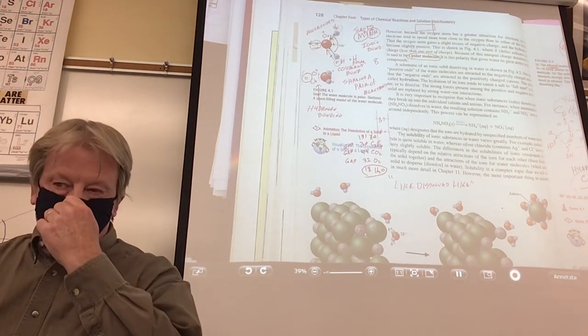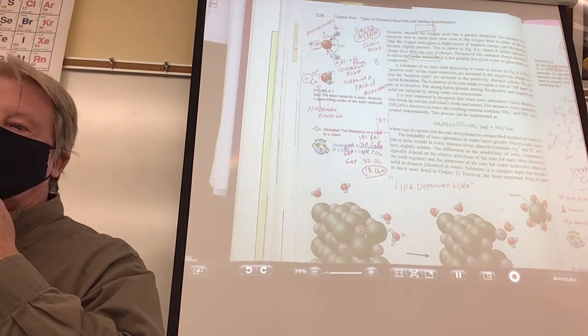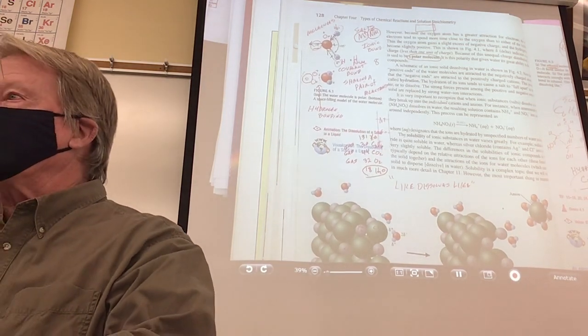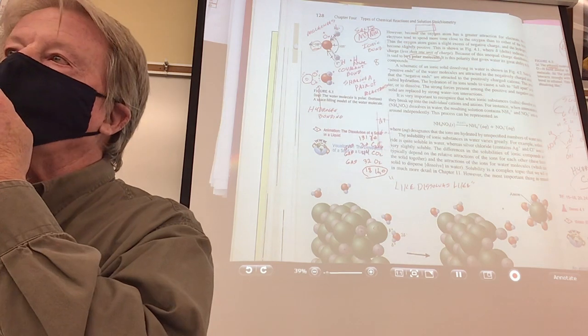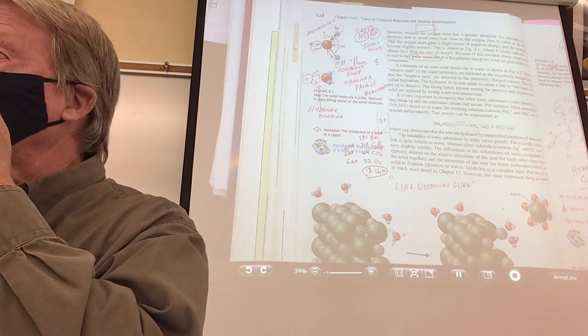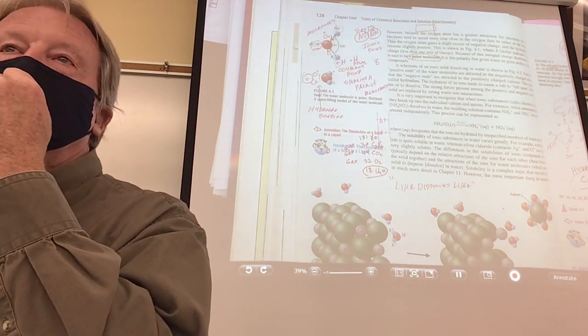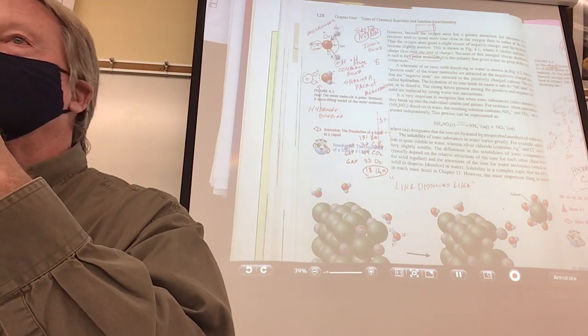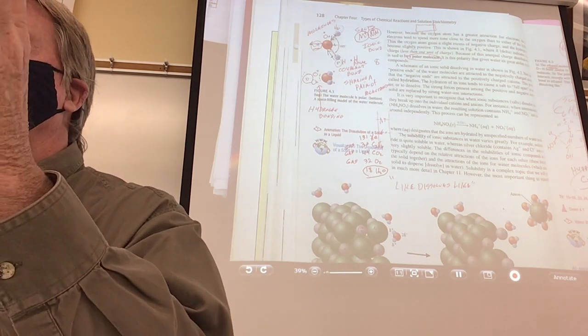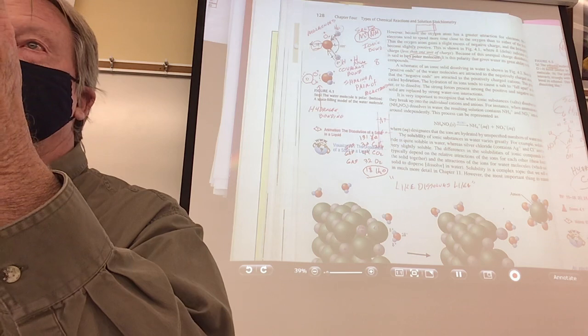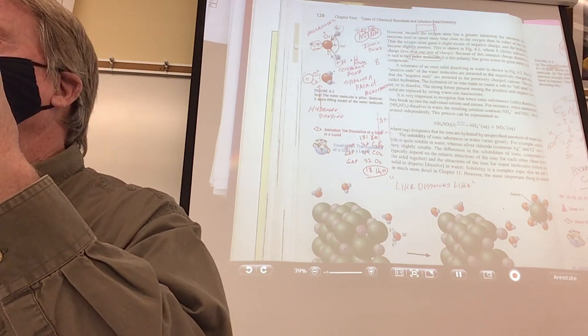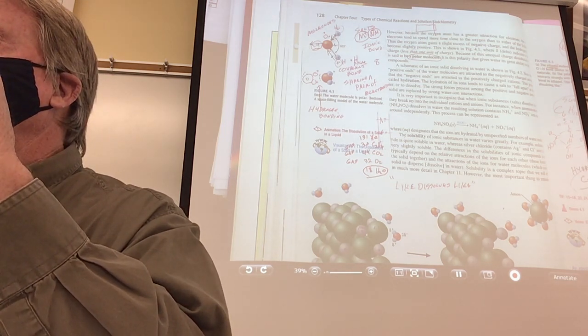This chapter is on solutions. The most common, as a matter of fact they call it the universal solvent, is water. Water does not dissolve everything. It dissolves a lot of things. And so, what is it that makes water able to dissolve so many things? Okay, do you remember some of this? The molecule itself is highly polar.